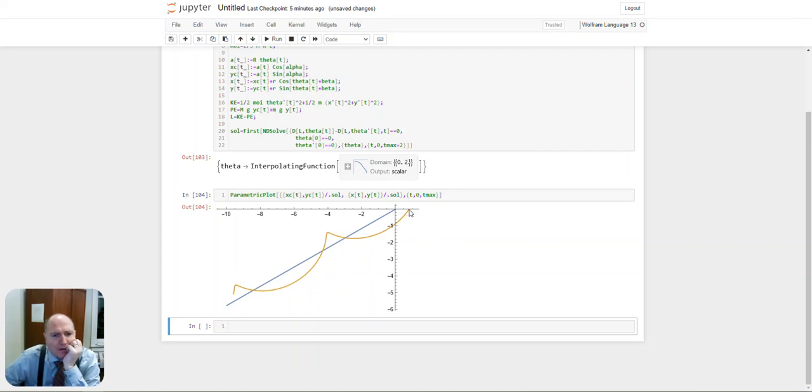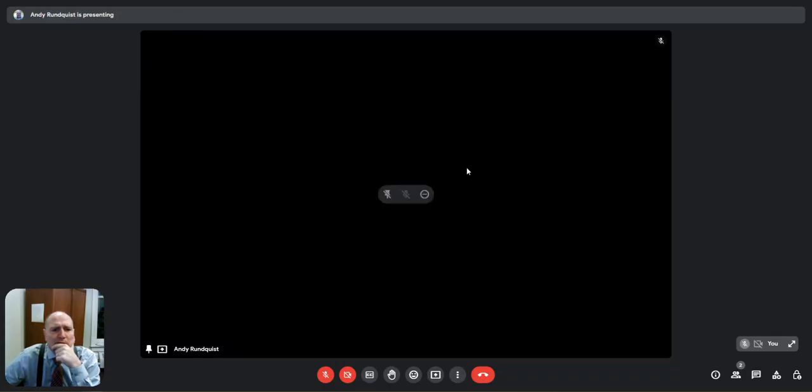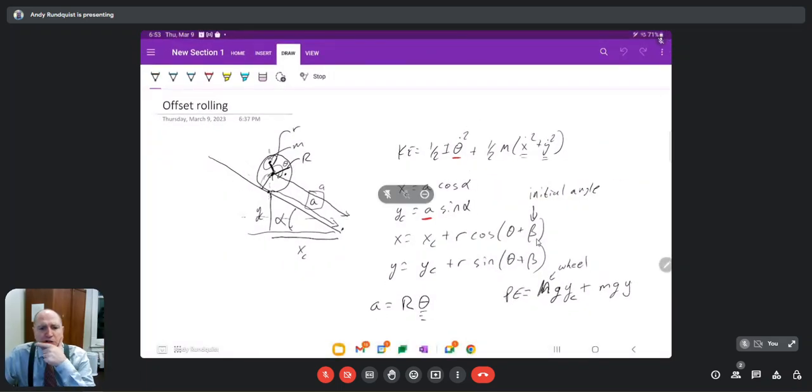Starts over here. It's going downhill. No, that's not rolling the right way. So I've got a sign mistake somewhere. And I think it's because when I drew my picture, I drew everything to the left here, so let's imagine it was to the right. I actually think we need a negative sign somewhere.